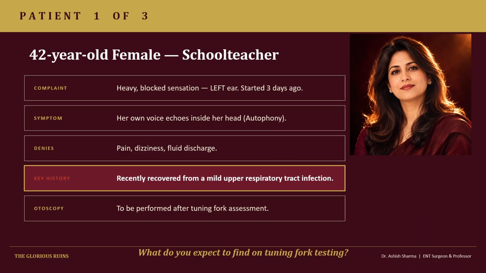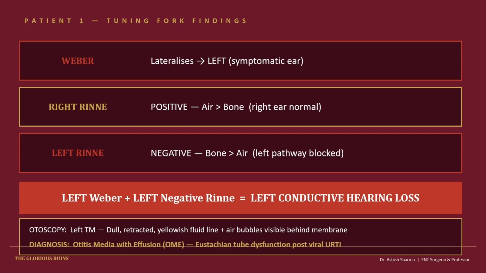12 seconds, finger up. I swing immediately to the ear canal and she says, nothing. I can hear nothing. Which means she's got a left Rinne negative. Bone beats air on the left side. So the matrix delivers the verdict instantly. Left Weber lateralization, left Rinne negative, left-sided conductive hearing loss confirmed.